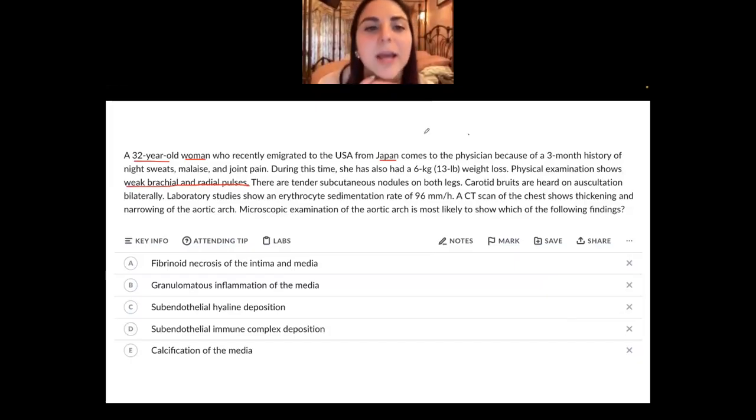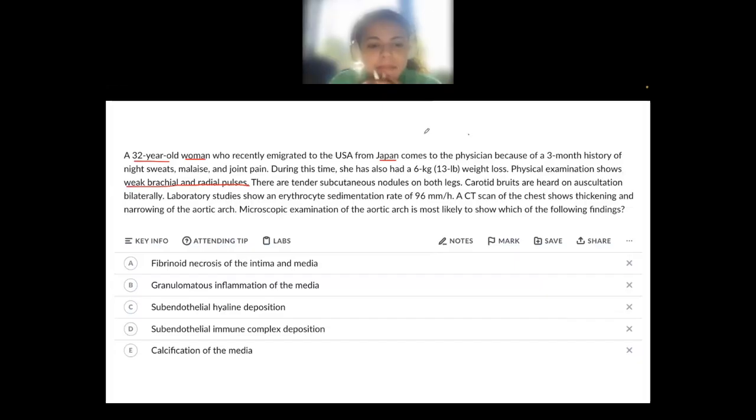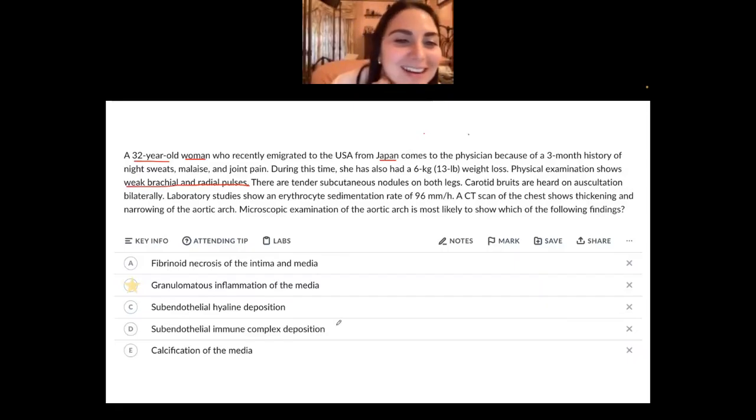That's Takayasu. Good. Does anyone remember anything about Takayasu in terms of granulomas, non-granulomas, which layers of the vessel? It's granulomatous. Good. It's not intimal. Good. I mean, the only one that has granulomatous in the answers. You guys are so good. Wow, you're making me feel bad about myself. I thought these were so hard.